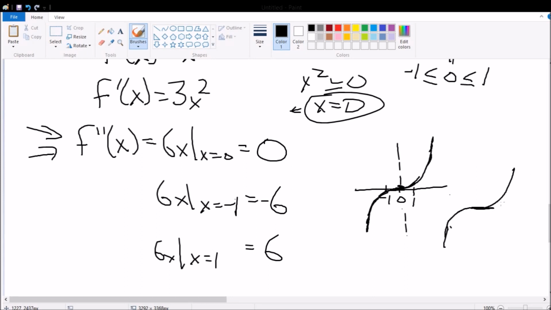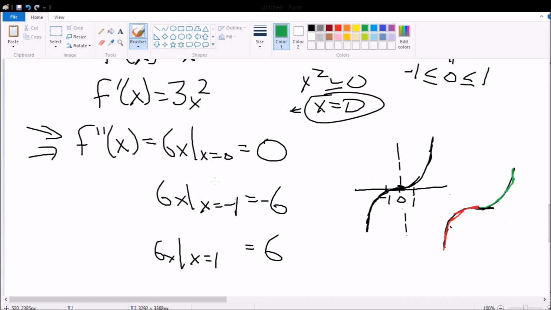Then it changes to concave up. From concave down, this region right here is concave down, and this is concave up. So left hand side, right hand side, and so that will determine whether you have a max or min.